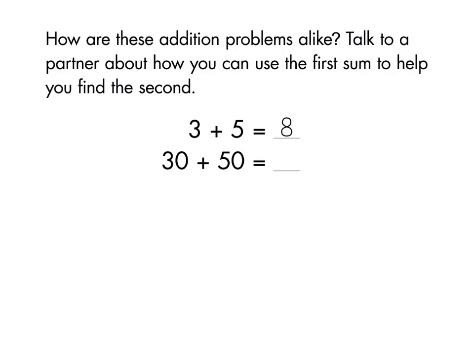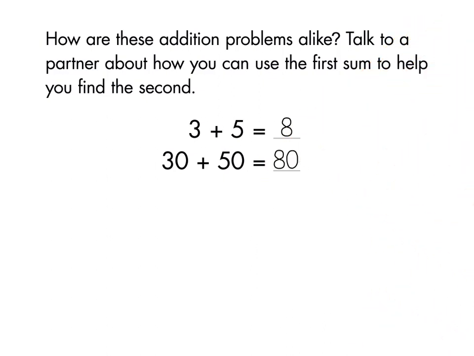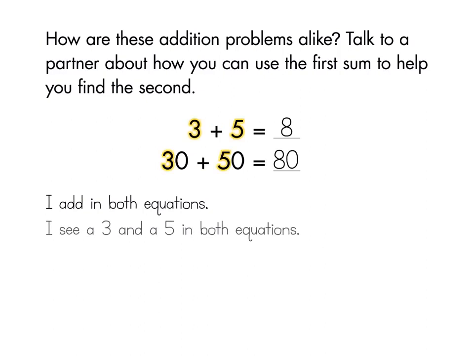Then they use a strategy, such as counting on tens, to complete the second equation. Listen for these students to describe similarities in the equations. For example, they may say that both are addition equations and that there are a 3 and a 5 in both equations. However, they do not explain how completing the first equation could help them complete the second equation.